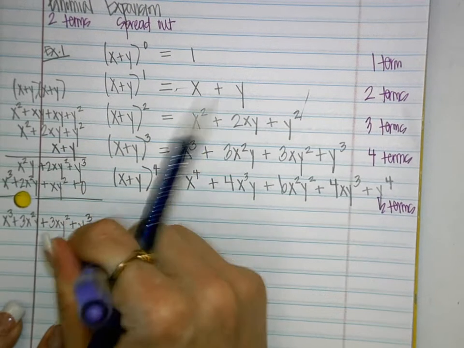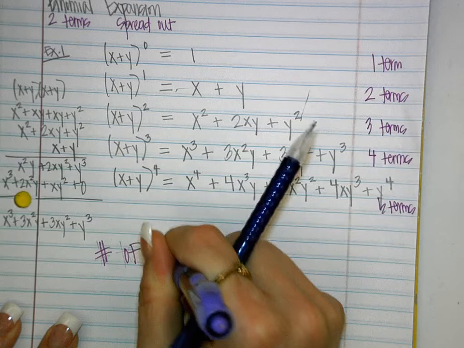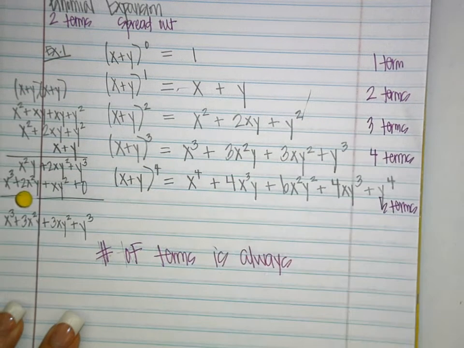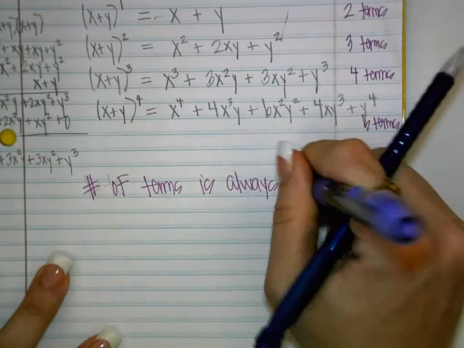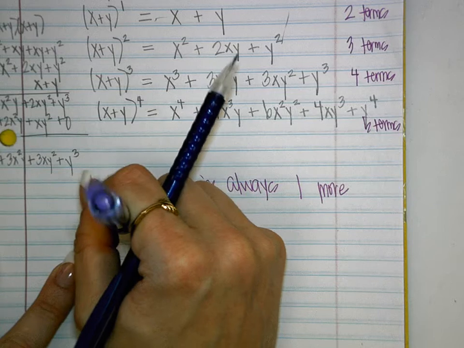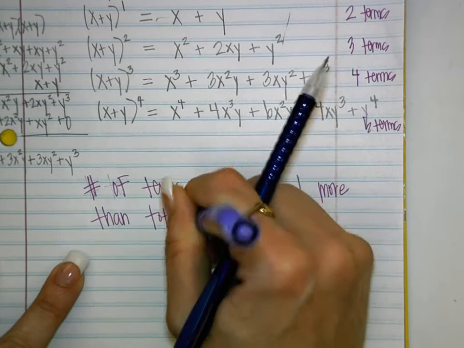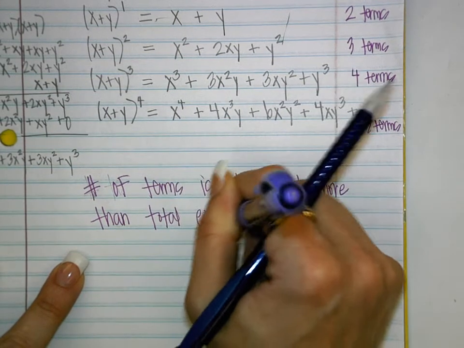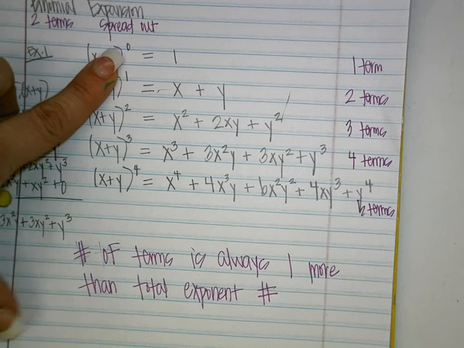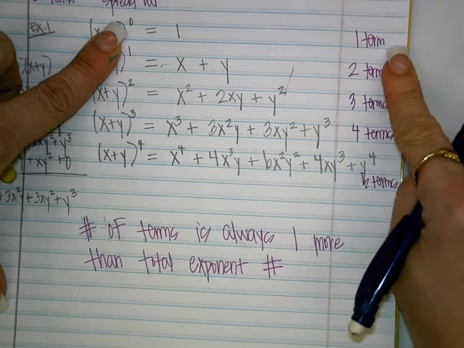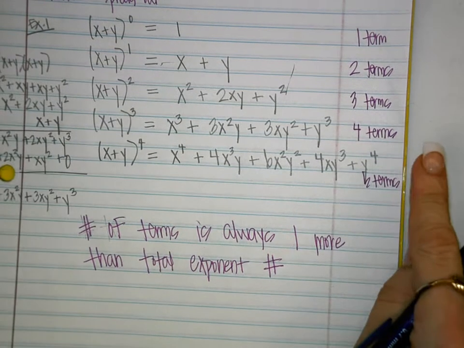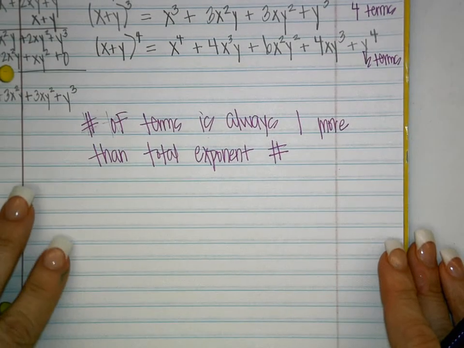Number of terms is always, and this works for all binomial expansions, one more than the total exponent number. Always. If your total exponent number is to the 0, you're going to have 1 term. If it's to the third, you're going to have 4 terms. You always add 1 to figure out the total number of terms.